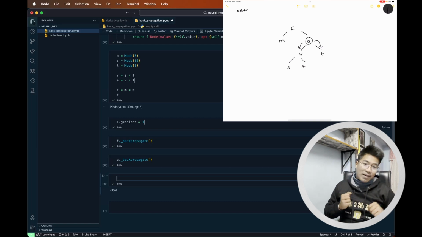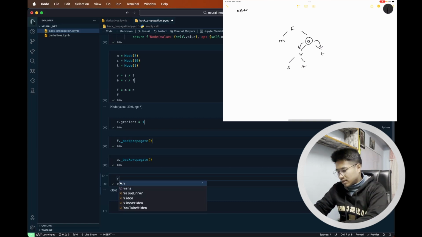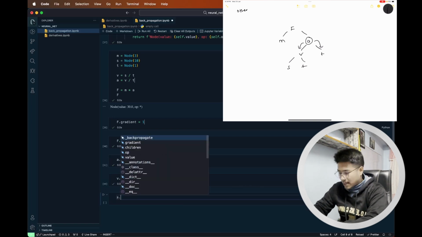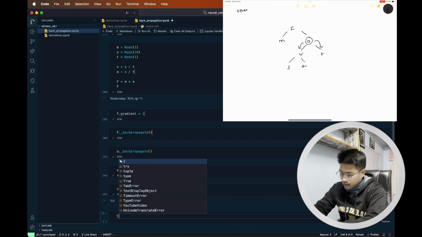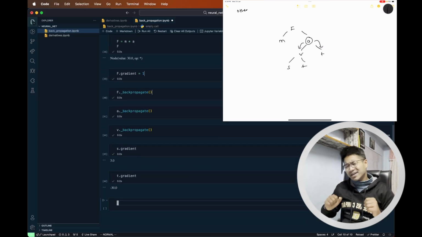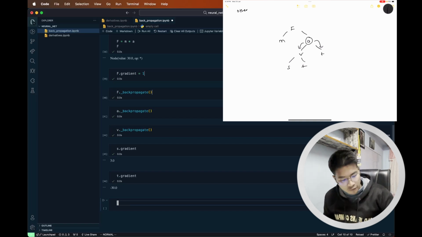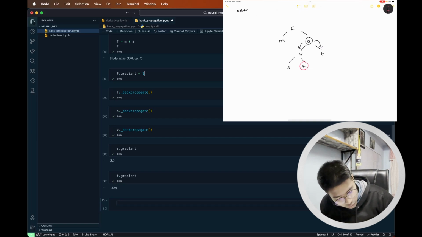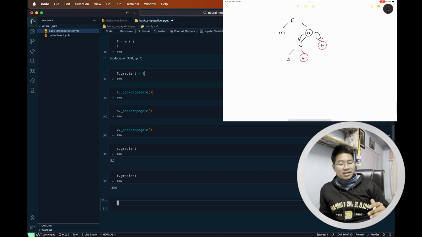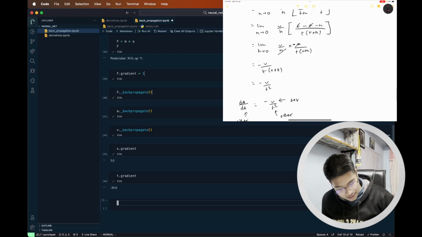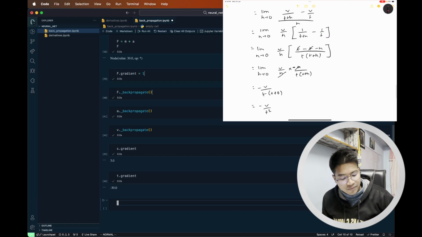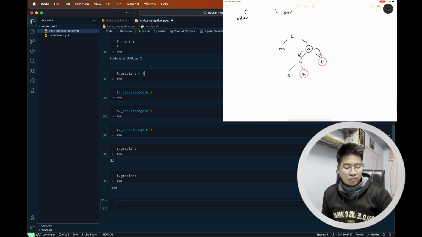And now let's do a backpropagate on v as well. So I can do v dot backpropagate, and I will get the value for t dot gradient. Now here is an important thing. t over here appears in 2 different places. That means this t can affect f in 2 different ways. The first one was with respect to acceleration, and the second one was with respect to velocity.